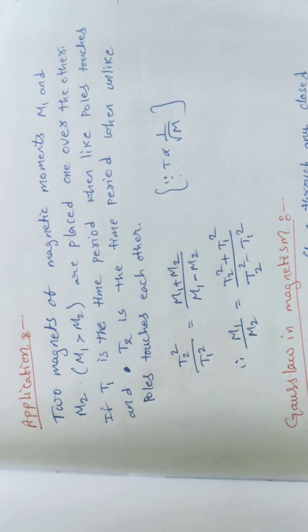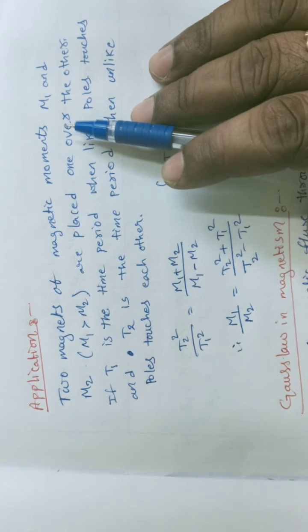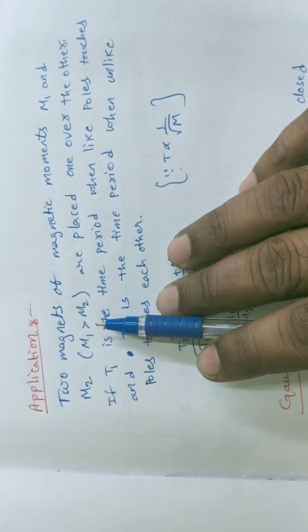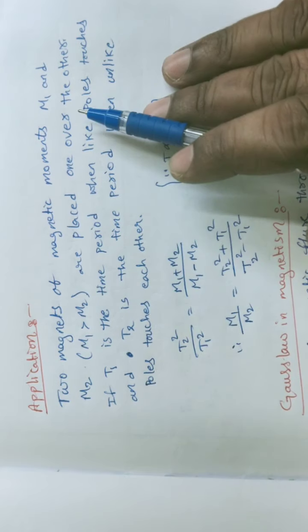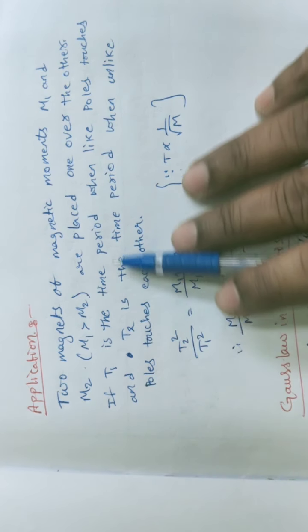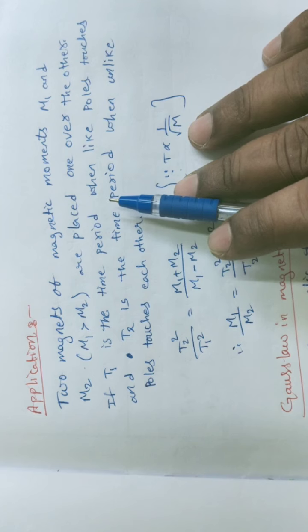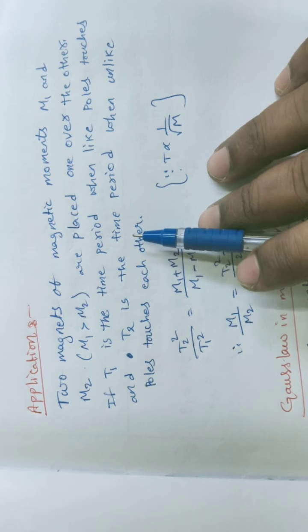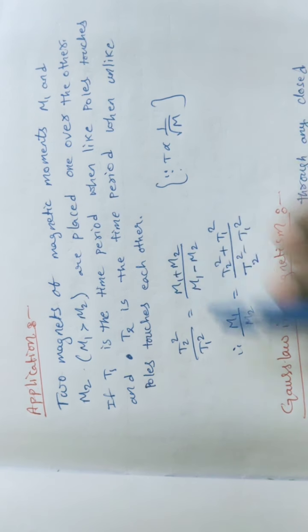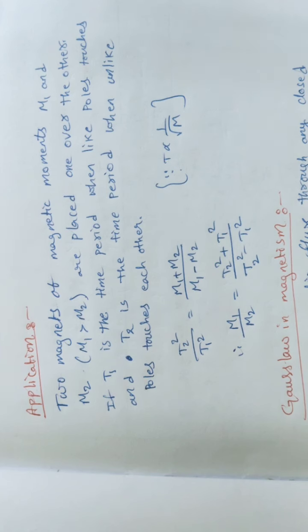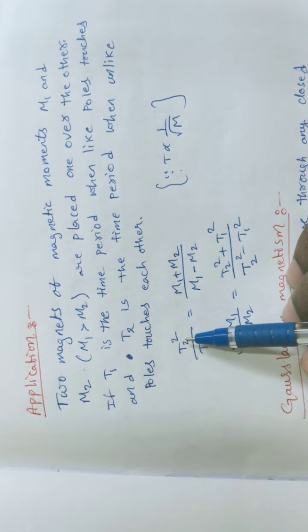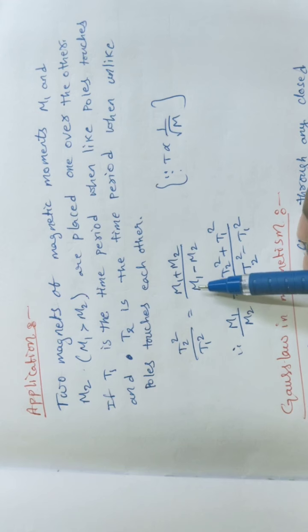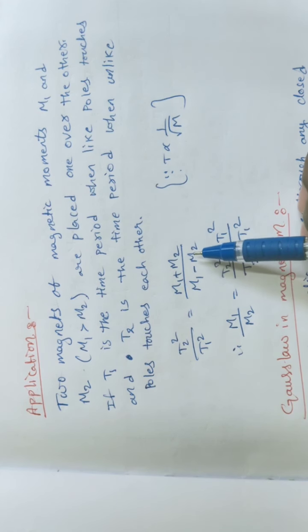For that concept, we are ready to discuss one small application. Two magnets of magnetic moments M1 and M2, where M1 is greater than M2, are placed one over the other. If T1 is the time period when like poles touch each other, and T2 is the time period when unlike poles touch each other, then the ratio is T2²/T1² = (M1 + M2)/(M1 − M2).